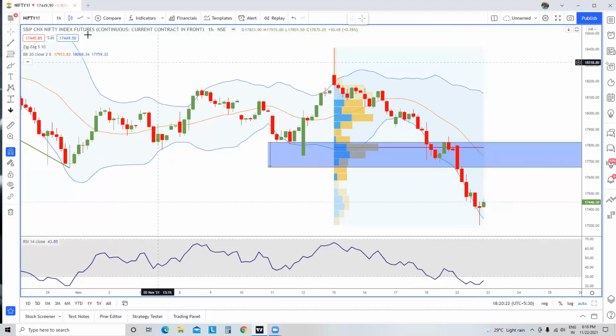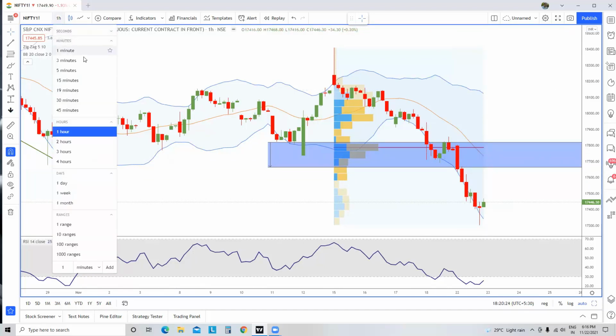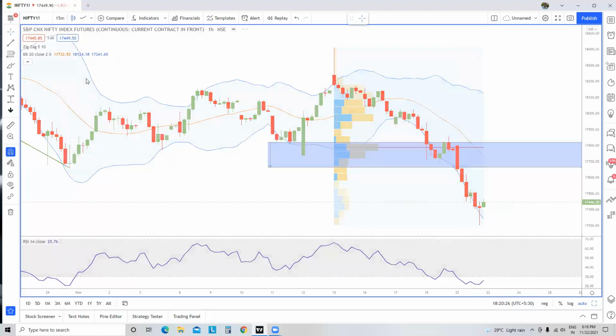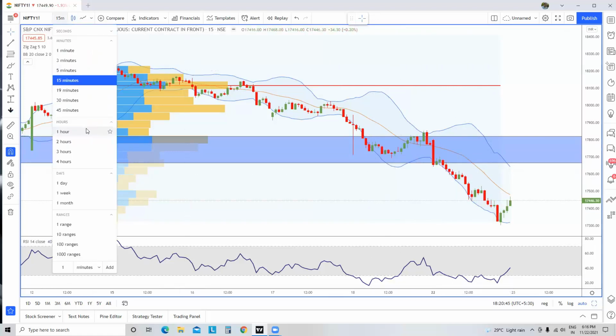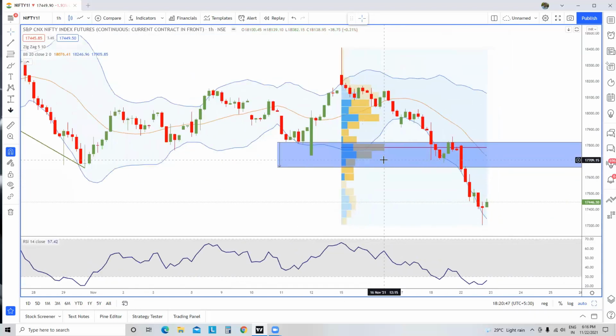Be careful about that. I'll just share with all of you the 15-minute chart also. If you check the 15-minute chart properly, the trend is down. But this positive divergence is not very strong. But if you see, we do have higher lows in RSI in comparison to the price. So there is a possibility of a pullback. Again, I'm repeating, it's a possibility.